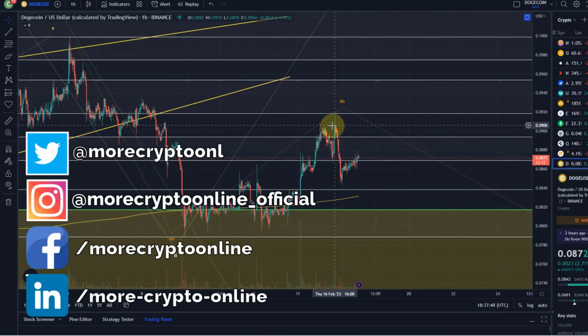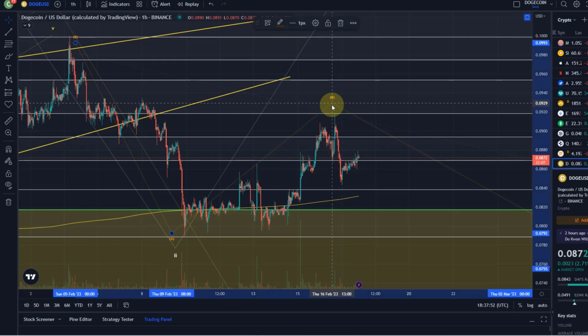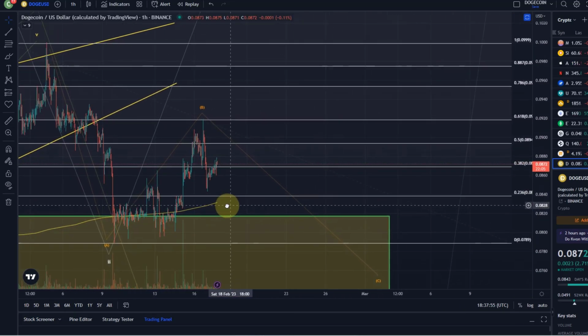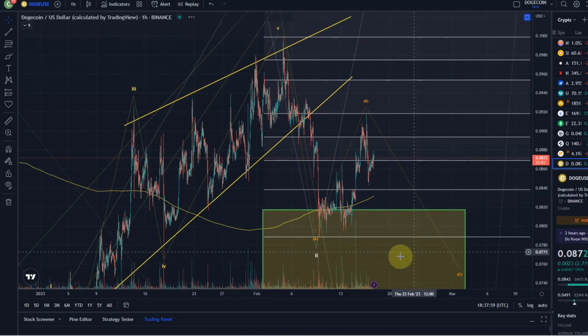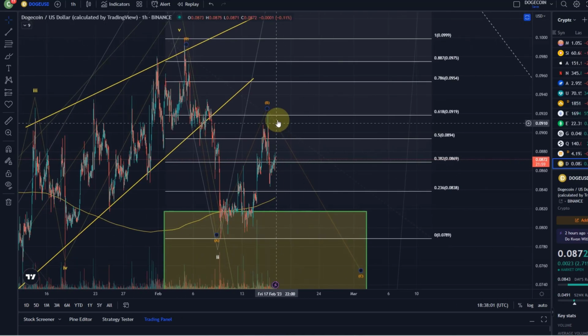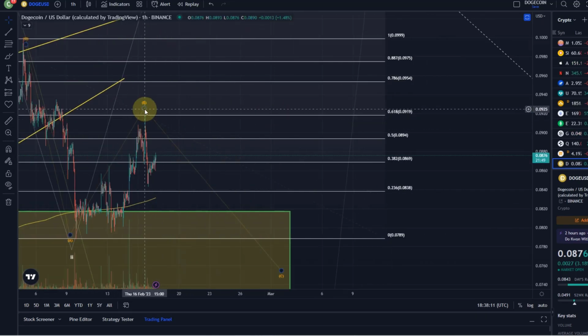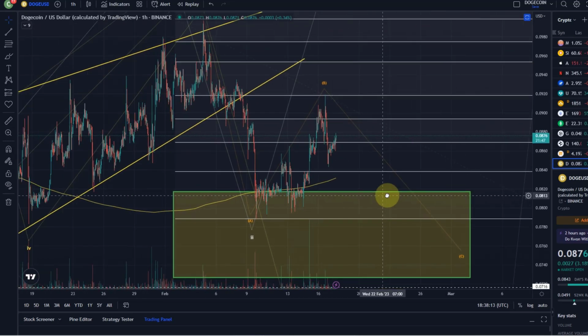Doge is also one of the coins where I'm thinking it could have a B-wave top in now, after it reached 9.2 cents yesterday. We talked about it in yesterday's video, and you can see how nicely it reacted to the 61.8% retracement, which is an ideal target for a B-wave. So let's see if it now has that in place. I would say yes, it has at the moment.